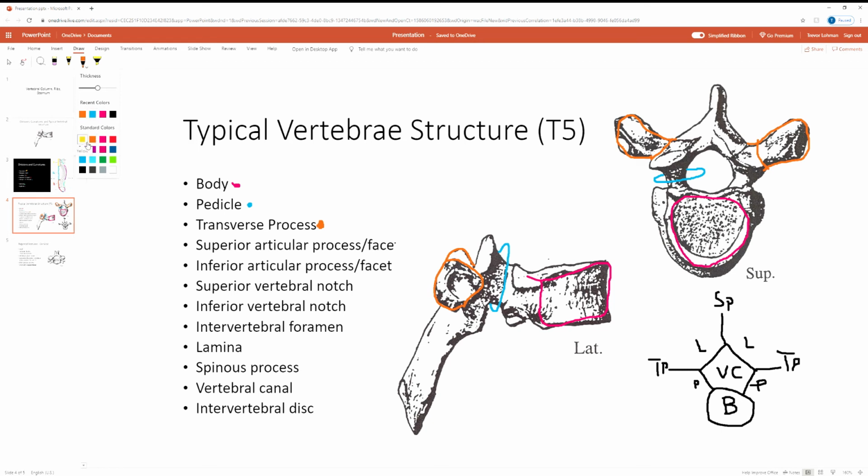So vertebrae connect with one another, so they need to have processes where they connect. So here's the superior articular process. You can see it, not the best color choice. Hopefully you have more than 8 colors like I do in your crayon box. Anyway, so that's the superior articular process. And then we have an inferior articular process or facet.